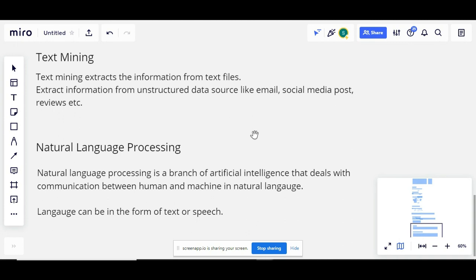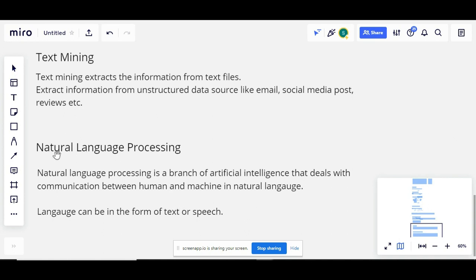On the other hand, natural language processing is a subfield of artificial intelligence, and it deals with the communication between the human and the machine in natural language. And the other major difference is that NLP deals with both text as well as speech. On the other hand, text mining only deals with text data. NLP deals with both text and speech data.